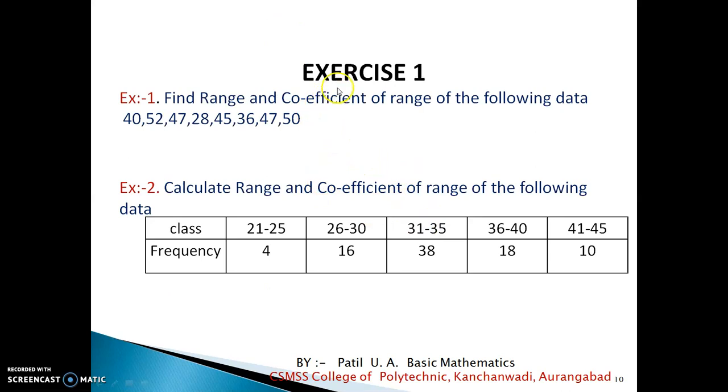Now an exercise is given. Solve these and ask me your queries in the next lecture. First example: find range and coefficient of range of the following data: 40, 52, 47, 29, 45, 36, 47, 50. Example number 2: calculate range and coefficient of range of the following data: 21 to 25, 26 to 30, 31 to 35, 36 to 40, 41 to 45.